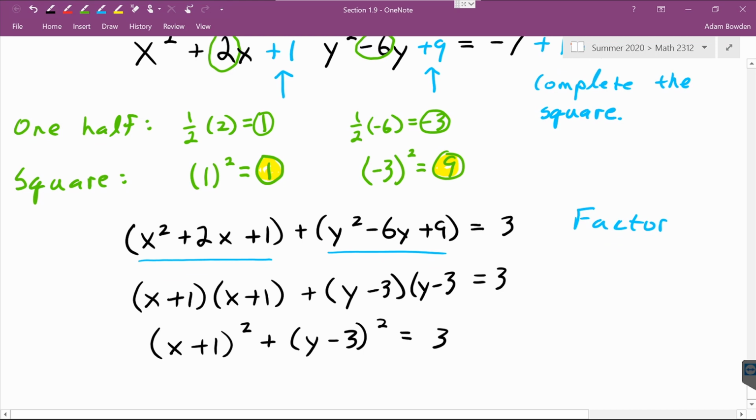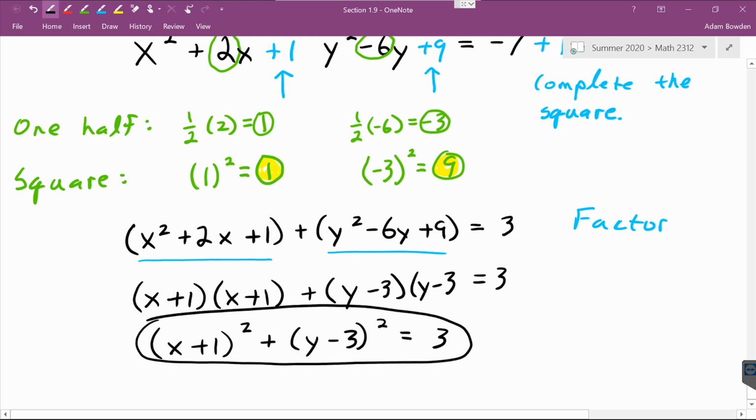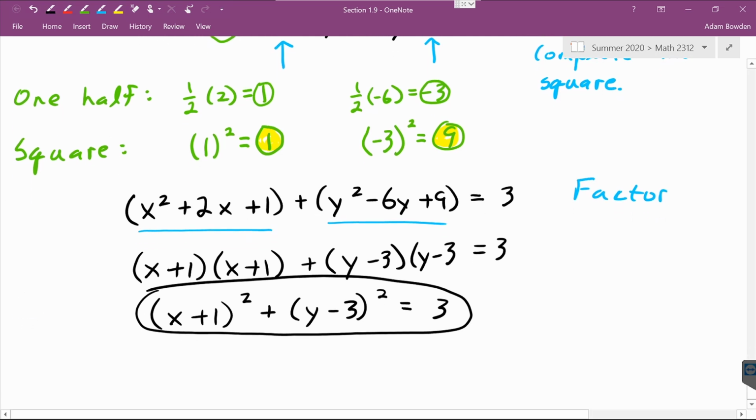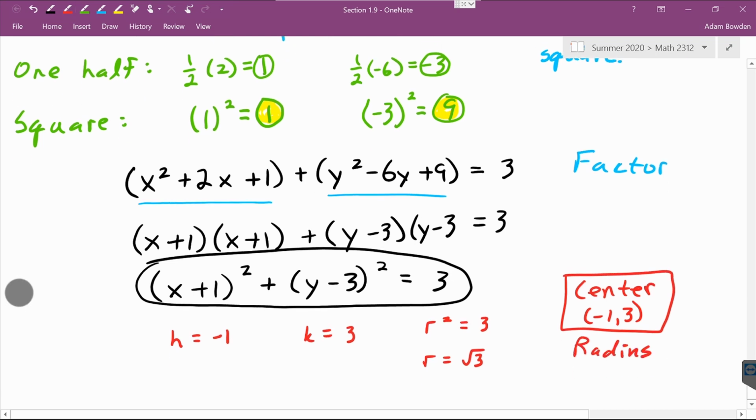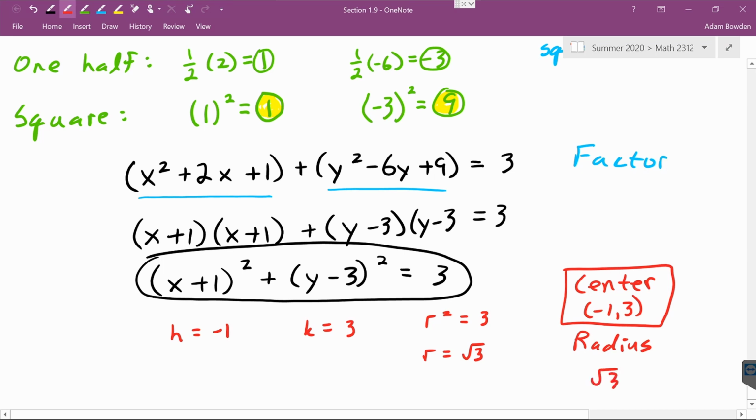So now we can tell that this is indeed the equation of a circle after doing all these steps to complete the square and factor. Our h would be negative 1, our k would be positive 3. Notice how r squared is 3, and so r would be the square root of 3. So we'll say that the center of our circle is negative 1 comma 3, and the radius of our circle would be the square root of 3.